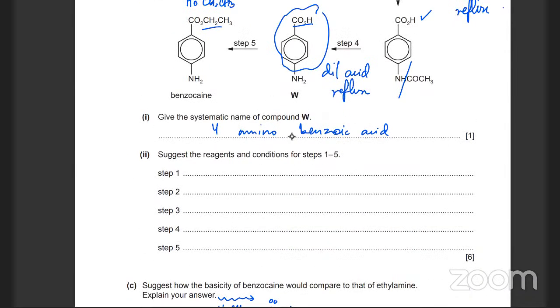Why would benzocaine be a weaker base? Because the lone pair is going to mix up with the benzene electron cloud. When it mixes with the benzene electron cloud, the lone pair charge density decreases. And when it decreases, it's not going to attract H+ that strongly.